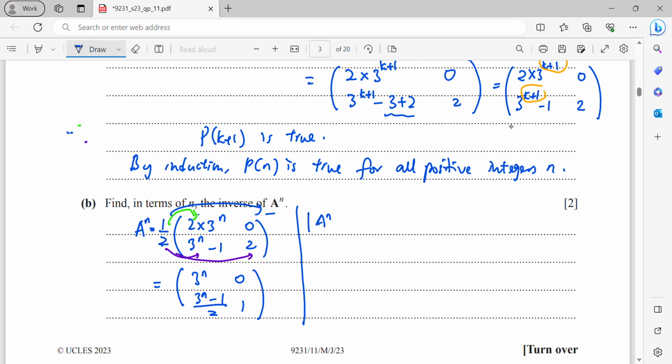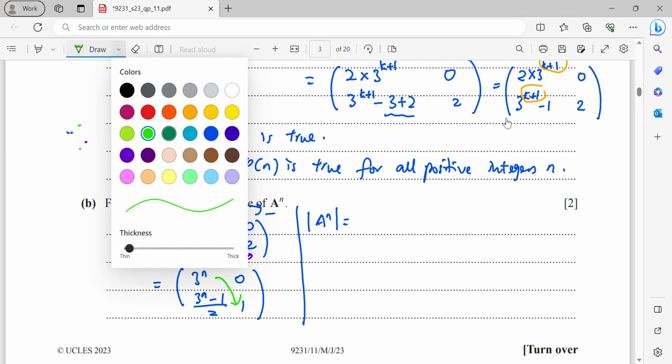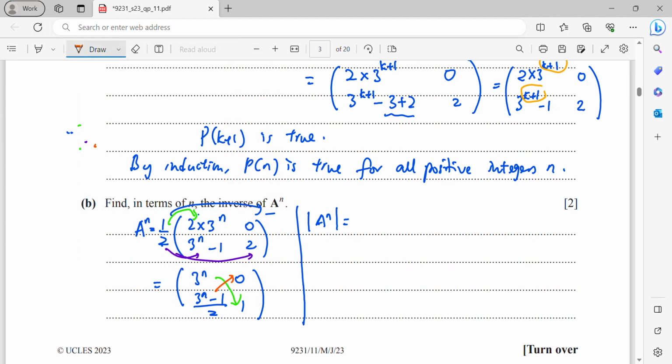So the determinant of A to the power of n will be the cross multiplication, right? The green arrow minus the orange arrow. So obviously it is 3 power n times 1 minus 0. Then I will get 3 power n. So then the A^n inverse will be 1 over determinant times adjoint of A^n.